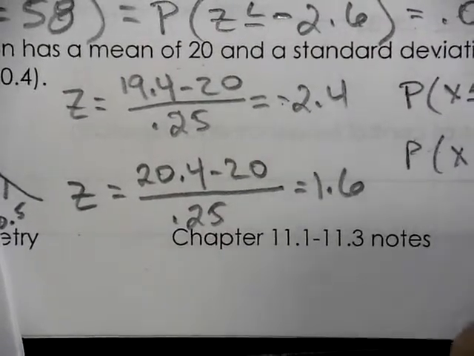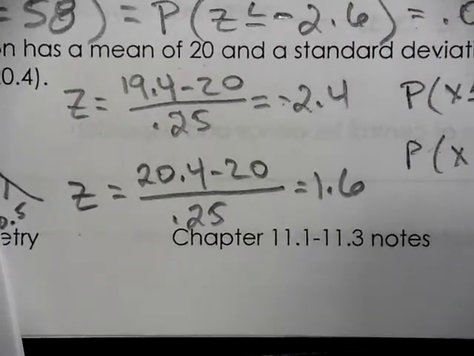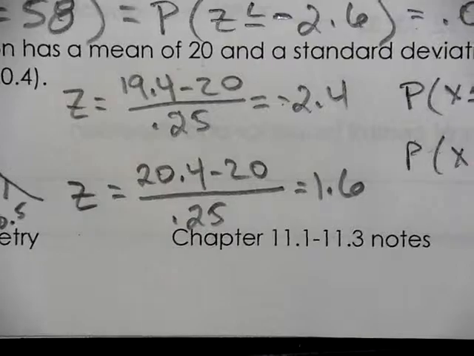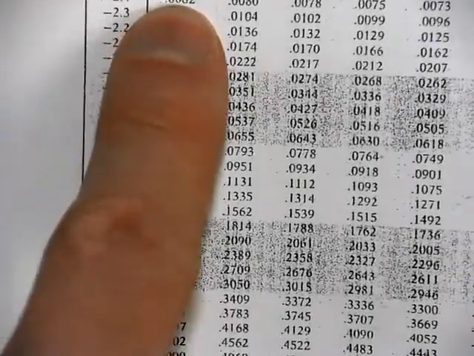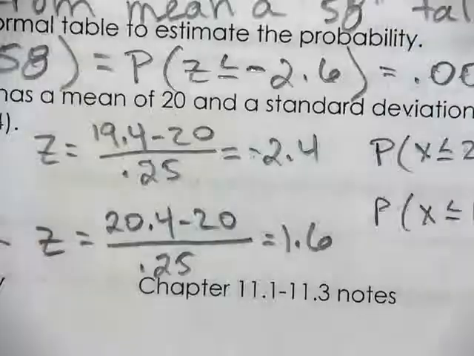Next, we're going to look at what's the probability of finding an x value that is less than 19.4. That's going to be the probability of a z-score that's less than negative 2.4. Well, we look on our table again, we look at negative 2.4 and we get 0.0082.